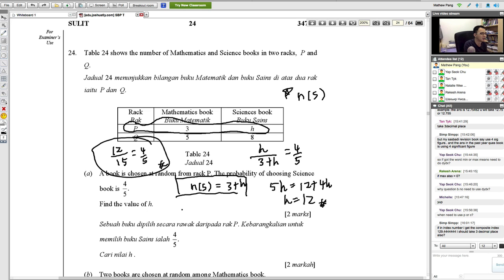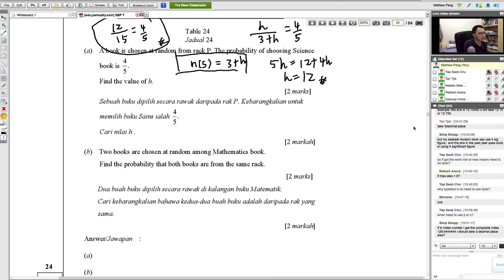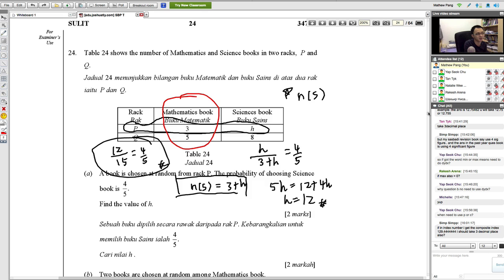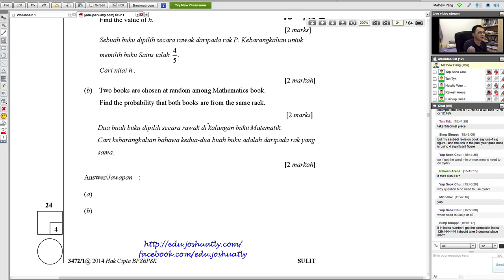Alright, so for the second one, 2 books are chosen at random among the mathematics books. So among the mathematics books, that means in this case my sample space is over here. Among my mathematics books, I have 8 books only. It's nothing to do with science books because in this case they only choose from mathematics books. So first thing, I know my number of samples for mathematics books is 8, which is 3 plus 5.